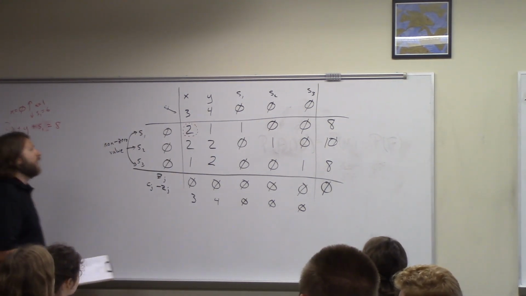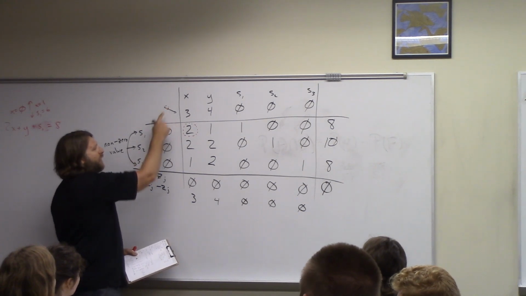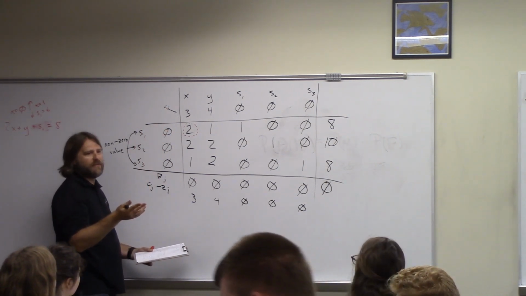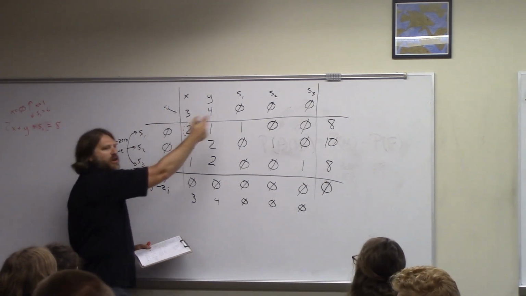C stands for coefficient. And j means which column.